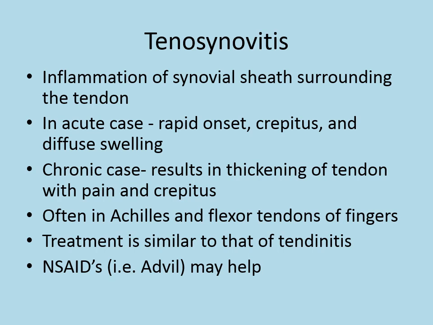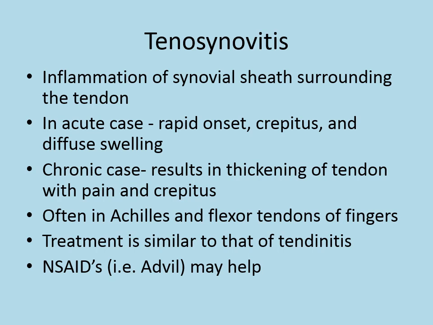In an acute case of tenosynovitis, we'll get a rapid onset crepitus. We call this snowball crepitus because it almost sounds like when you walk in snow, more of a squeaky type of crepitus, as if you were stepping into snow. And they'll have diffuse swelling. Usually this is kind of a juicy swelling compared to tendinitis, which is usually more of a softer swelling.